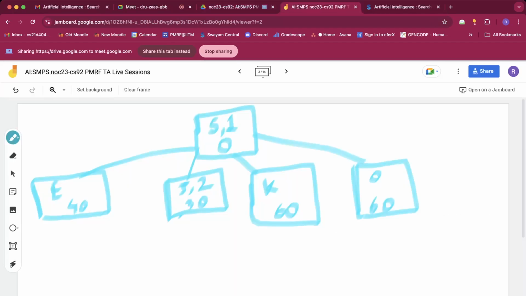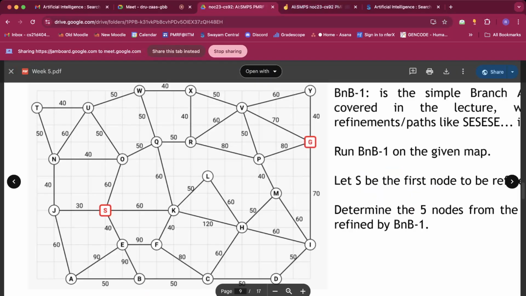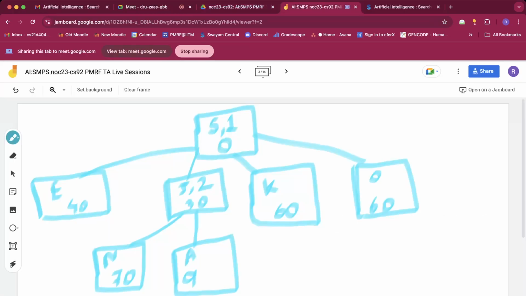So from J we could go to N. Remember, the cost of going from J to N is 40, so the cost of going from S to J to N would be 70, that is 30 plus 40. Another node we could go to is A, and the cost of going from J to A is 60, so the cost of going from S to J to A would be 60 plus 30, which is 90. And we could go back to S. This is what we mean by cyclic refinement being allowed. We could go back from S to J to S again, and the cost would be 60.